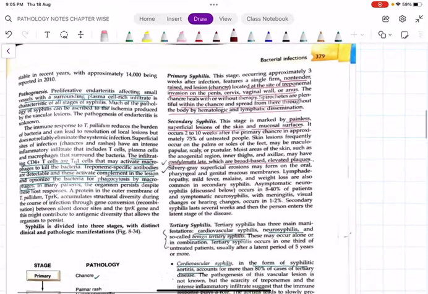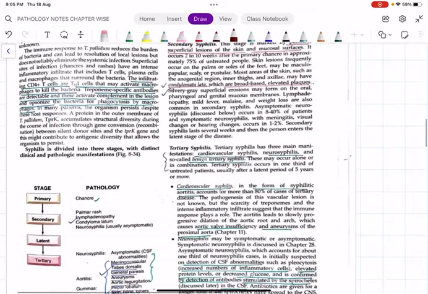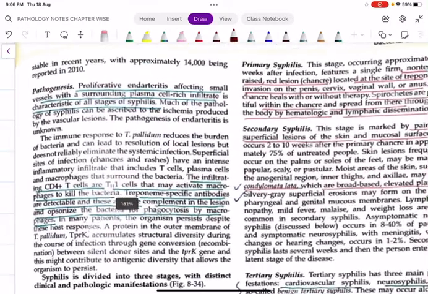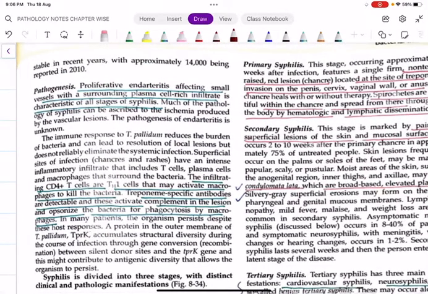Coming to the pathogenesis, this is the aspect that we have to discuss. Remember, syphilis mainly affects the small blood vessels, and as a result there will be plasma cell infiltrate, which is characteristic of all stages of syphilis. So what is the simple pathology? It affects the small blood vessels, causing proliferative endarteritis, which is associated with increased plasma cell infiltrate.